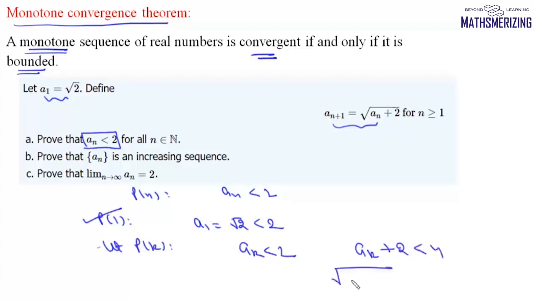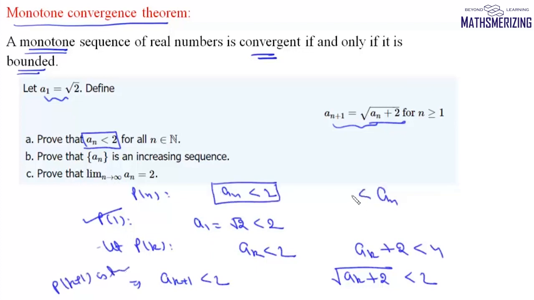That is under root of ak plus 2 will be less than 2. Now under root of ak plus 2 will be nothing but ak plus 1. So from here we can say ak plus 1 will be less than 2. That means pk plus 1 is true. And if pk plus 1 is true, from induction we can say that it is a bounded sequence.